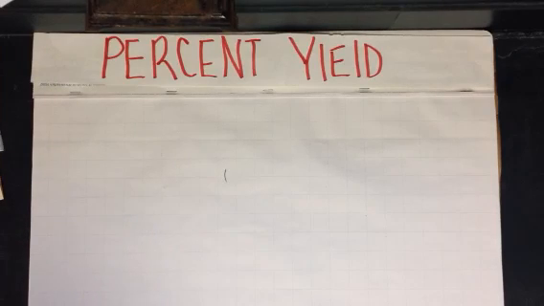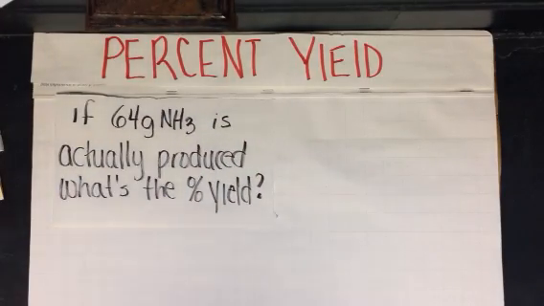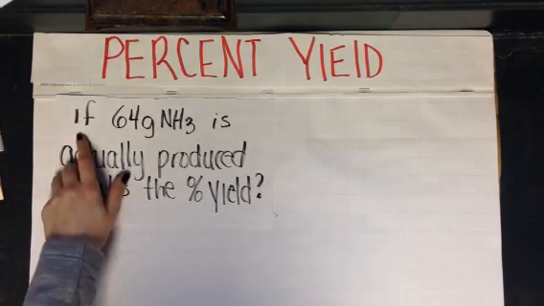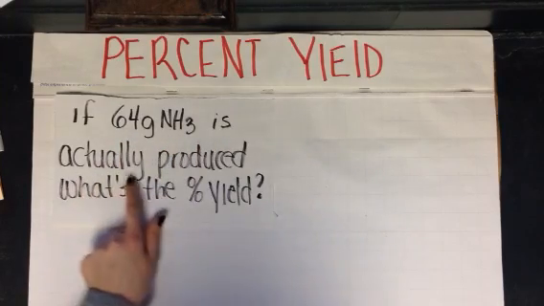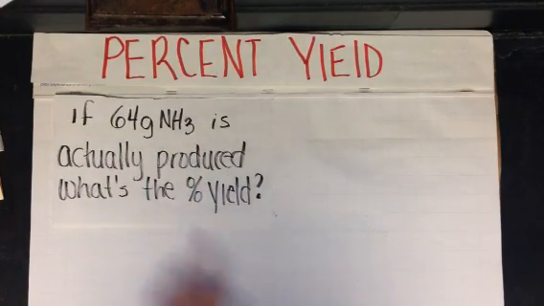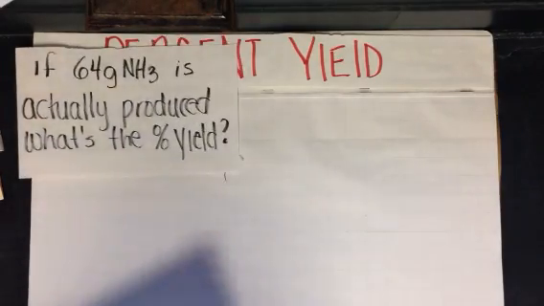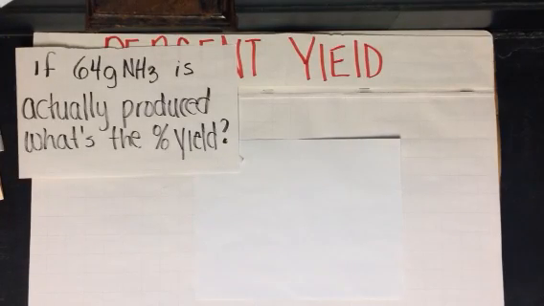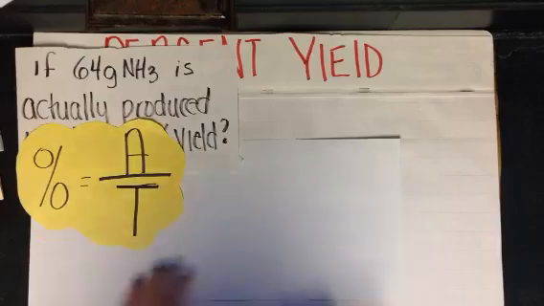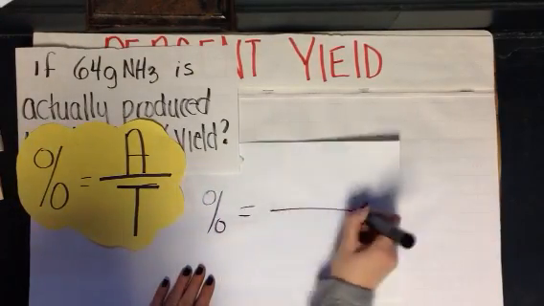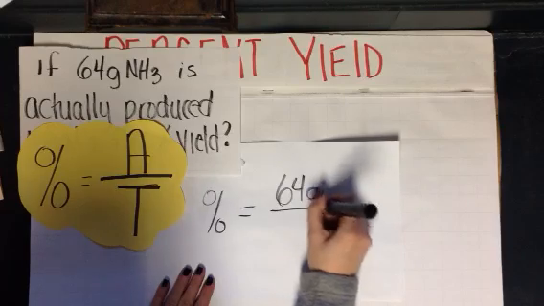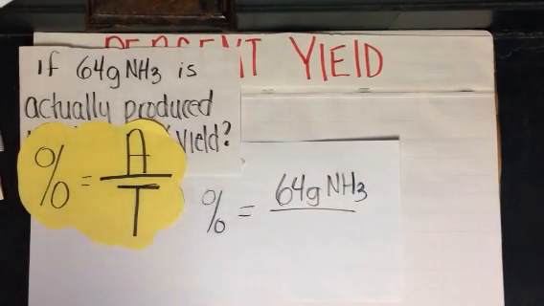Now, it's great if we're in lab because we can actually do it. But what if we're not in lab? What would a problem look like? Well, here's an example of the information I have to give you if we're not in lab. I have to tell you what happened in lab. It says if 64 grams of NH3 is actually produced in lab, what's the percent yield? Again, I have to give you that because you're not in lab right now, sitting at home watching this video. So, let's take our equation and put our actual, 64 grams of NH3, over our theoretical.